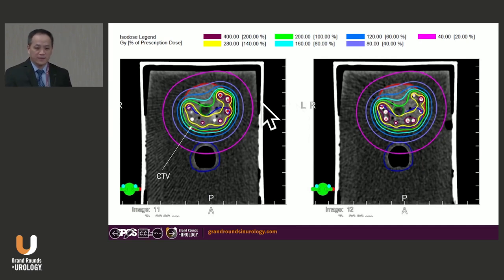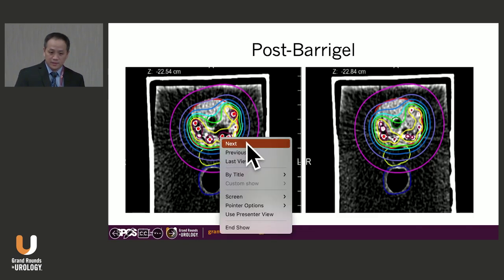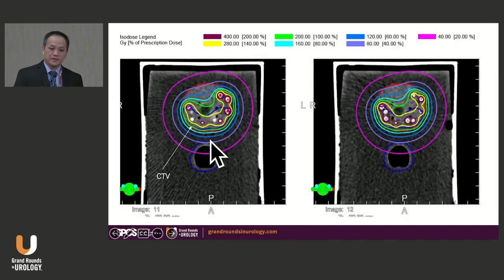So this is the result. You can see this was when we inserted the barrier gel, the spacer, in between. You can see this purple line. I know in this phantom the prostate and rectum distance was a little far away, but if you use this purple line as an indicator, you can see in this case without the spacer in between, the purple line is touching the rectum, and this 40 gray, a 20% line, goes into the rectum really far. And this is on different slices.